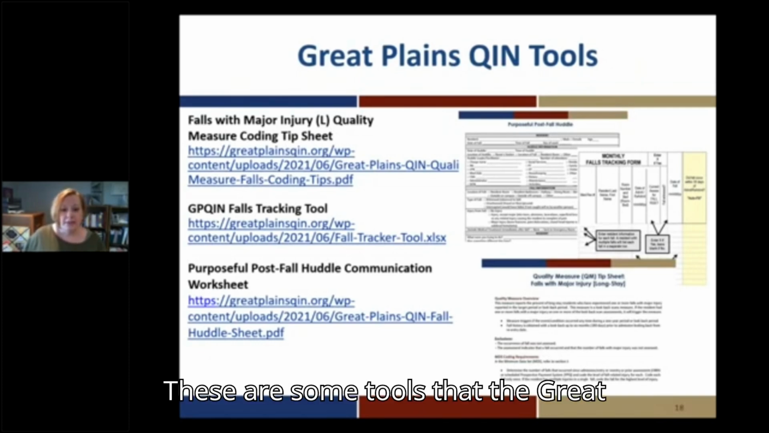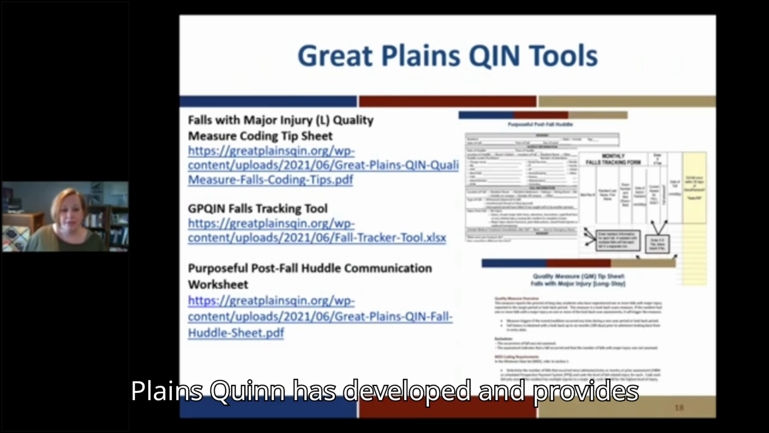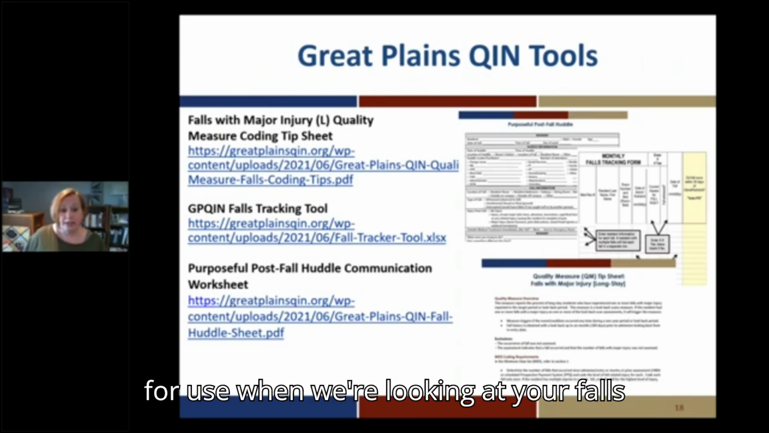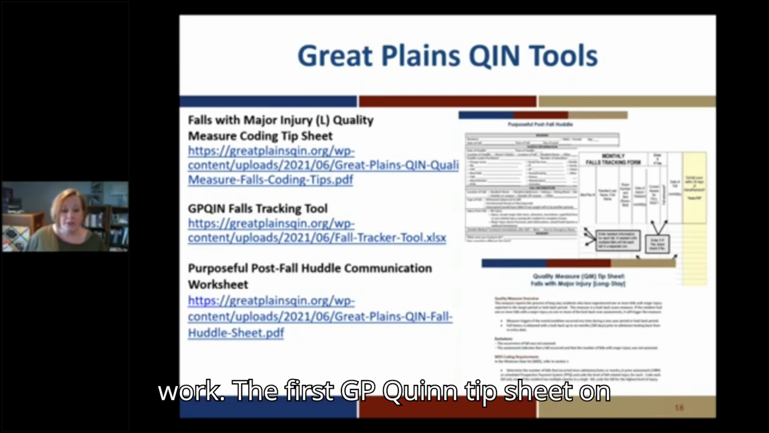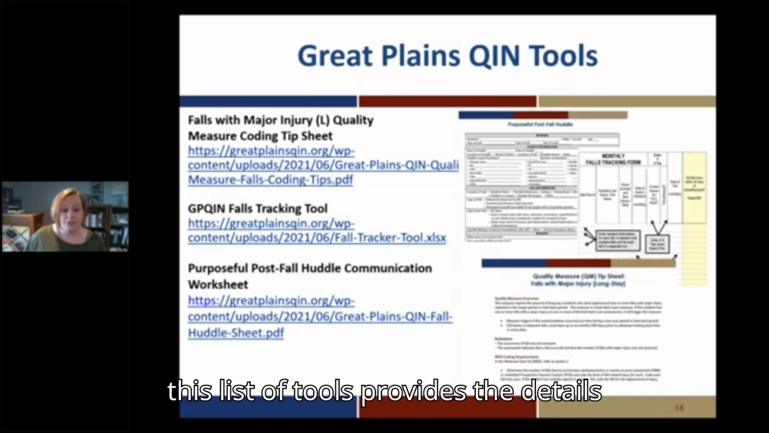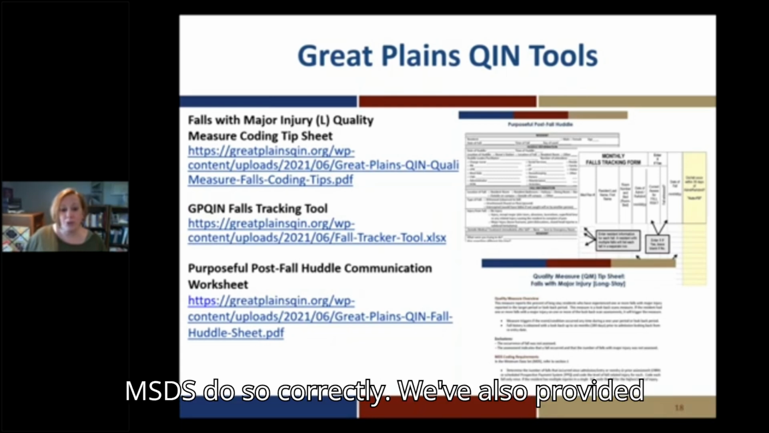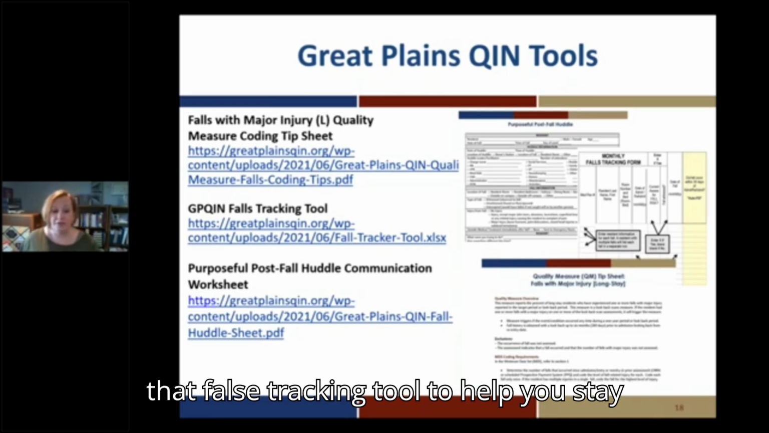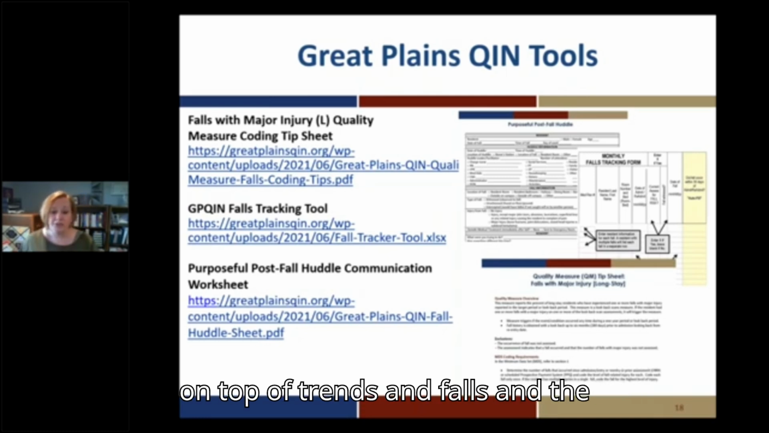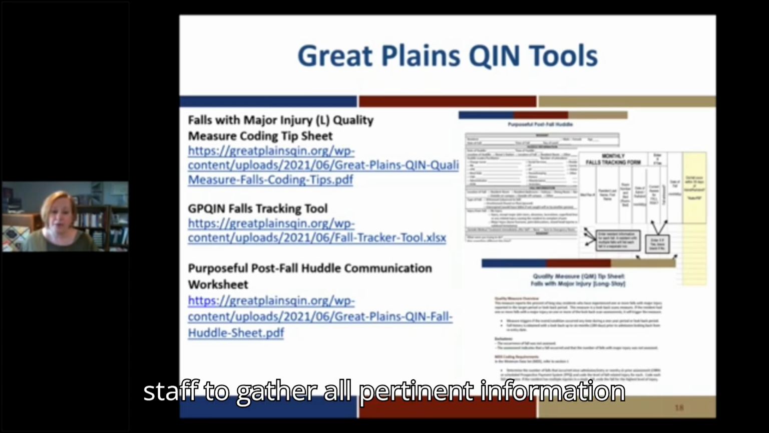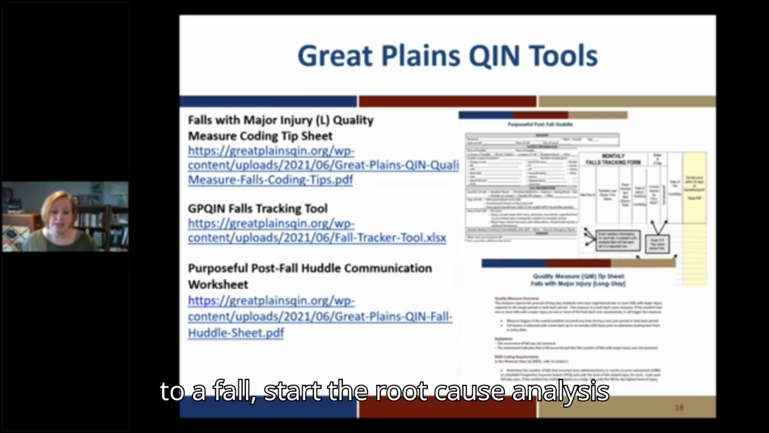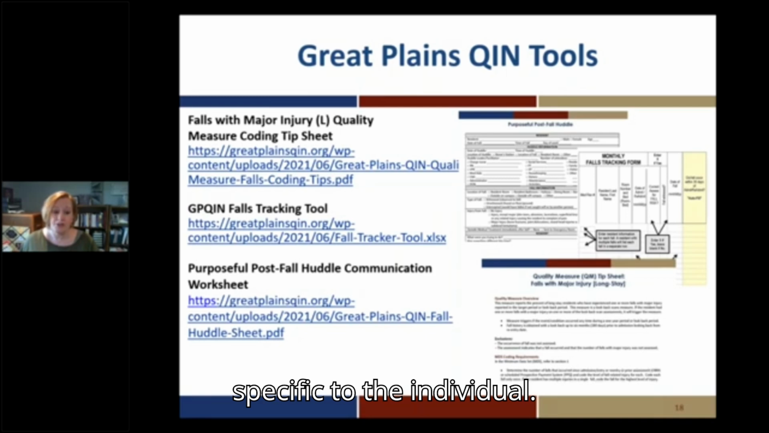These are some tools that the Great Plains QIN has developed and provides for use when we're looking at your falls work. The first GPQIN tip sheet on this list of tools provides the details that will help individuals completing the MDS do so correctly. We've also provided that falls tracking tool to help you stay on top of trends in falls, and a purposeful post-falls huddle communication worksheet, which allows staff to gather all pertinent information to a fall, start the root cause analysis process, and develop interventions specific to the individual.